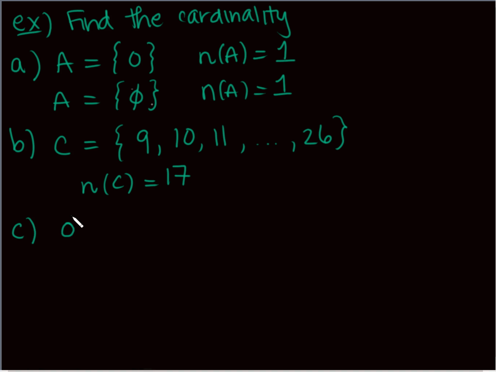What about the empty set? What is the cardinality of the empty set? Well, let's think about this. The empty set is a set that has no elements in it, no matter what. So what's the cardinality? Well, there aren't any elements. The cardinality of that set is 0. That's the only set that has cardinality 0, the empty set.